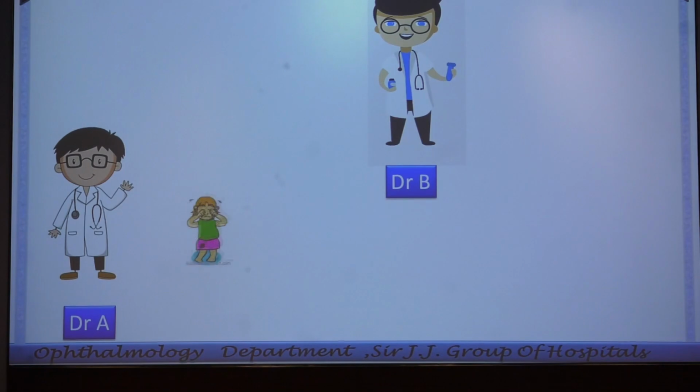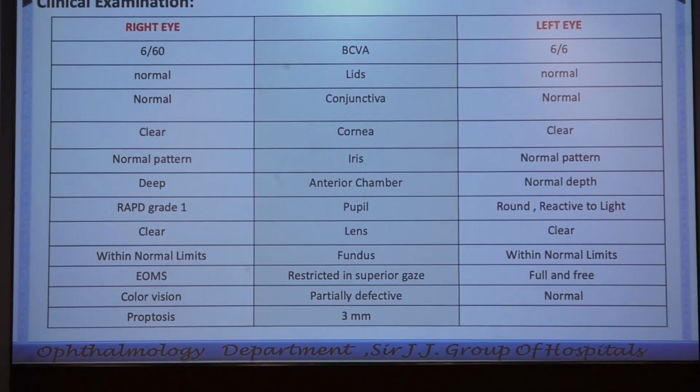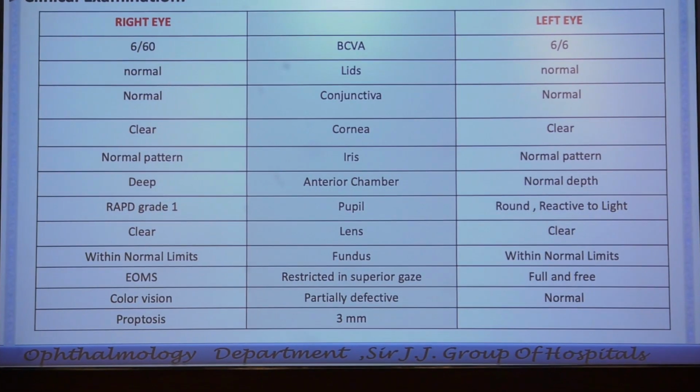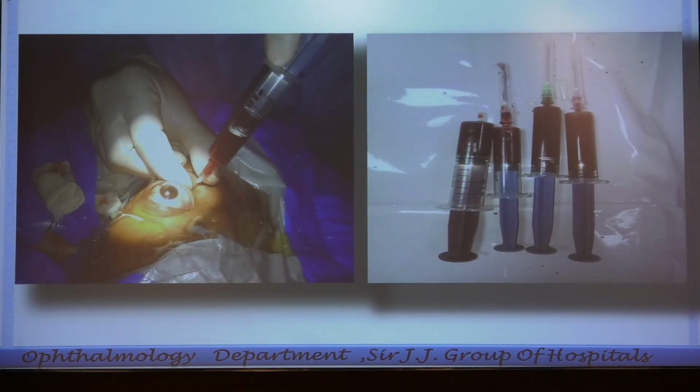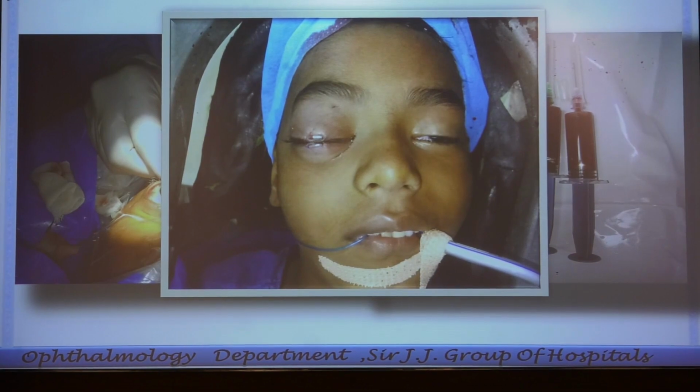Then he went to Dr. B, and on examination there was a grade 1 RAPD, 6/60 vision in the right eye, and he thought it's a hematoma and said let's drain it, and it was drained. And on table this reversal of the proptosis was noted. Doctor and patient both were happy.